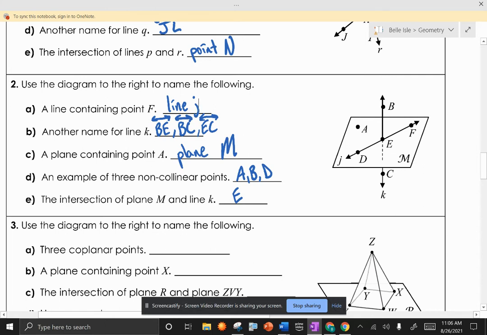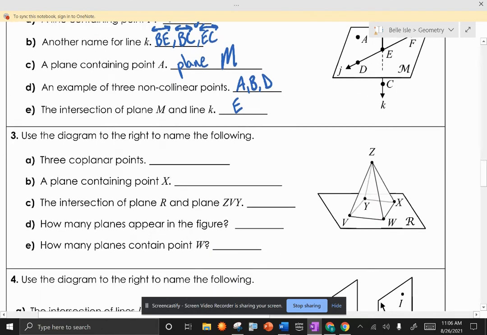Now, we've been talking about whether or not to put them alphabetically. If you write DF and then you write FD, are those two different answers? No, you're talking about the same line. So don't think you're listing more than one.